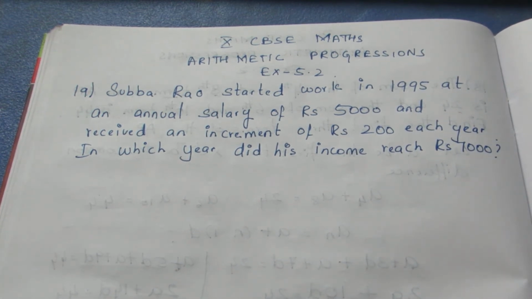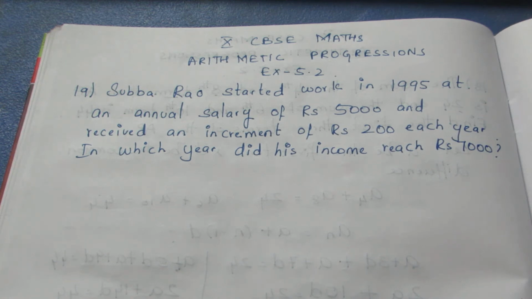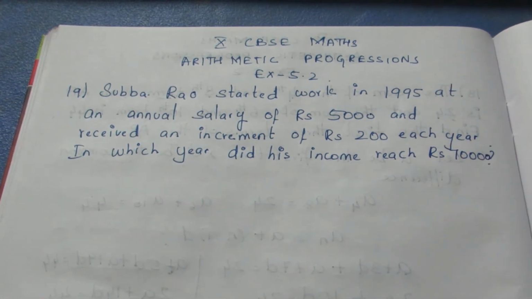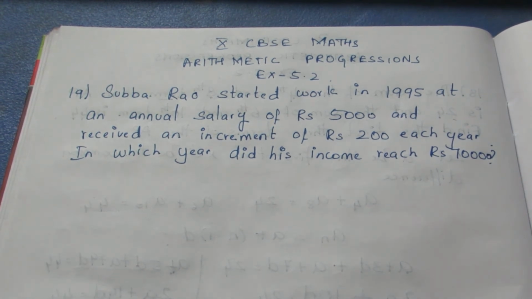Here let's see the question. Subbarao started work in 1995 at an annual salary of rupees 5,000. So he started with a salary of rupees 5,000 in the year 1995 and received an increment of rupees 200 every year. That means in the first year you will get a salary of 5,000. The next year you will get a salary of rupees 5,200 because there is an increment every year, and the amount is rupees 200 every year. In which year did his income reach rupees 7,000? So they are asking in which year he gets rupees 7,000 as a salary.